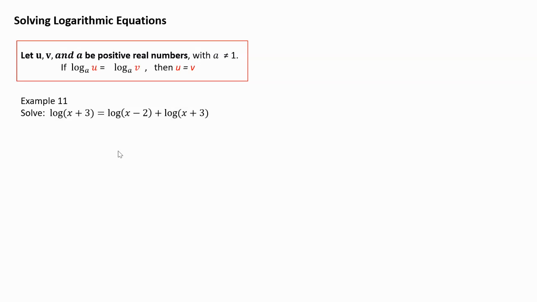Okay, now on this one, example 11, we know it's base 10, because there's no base. So these are all base 10. But now, hey guys, in order to apply the rule, it has to be a single log on both sides. For example, on the right side, you have 2 logs, so this cannot be like this. So you have to put them as a single log. That's where the properties come in.